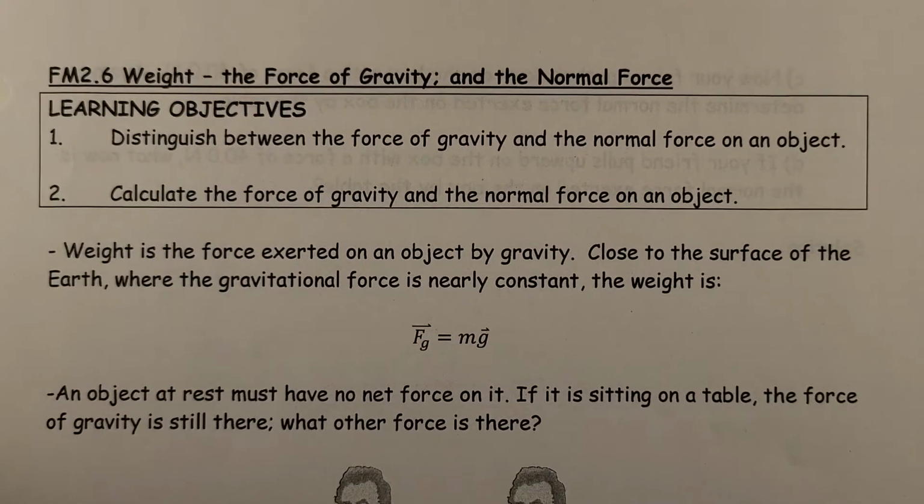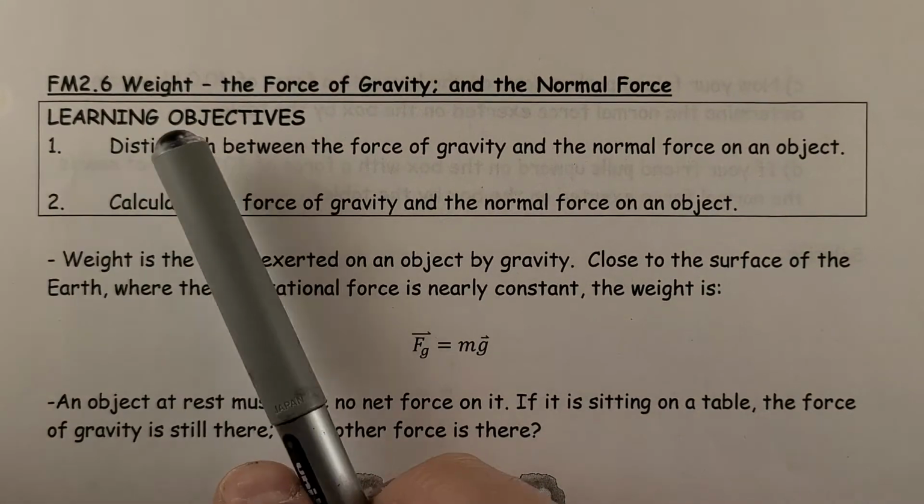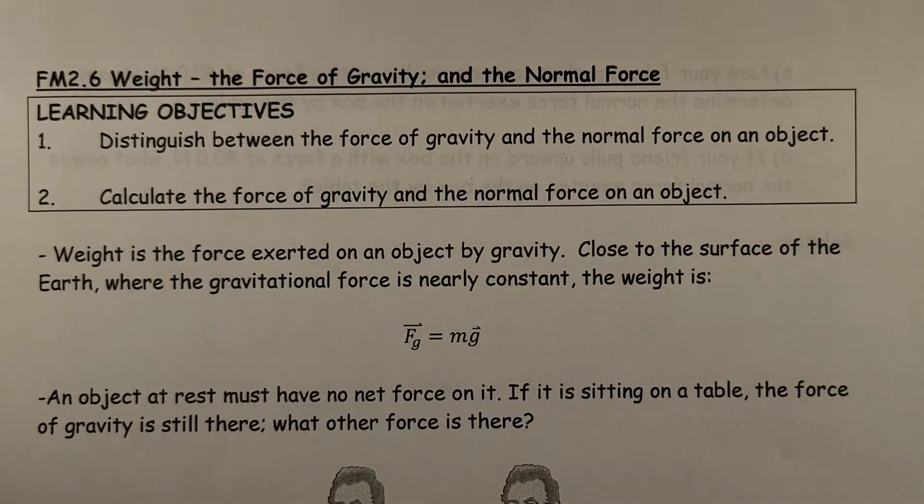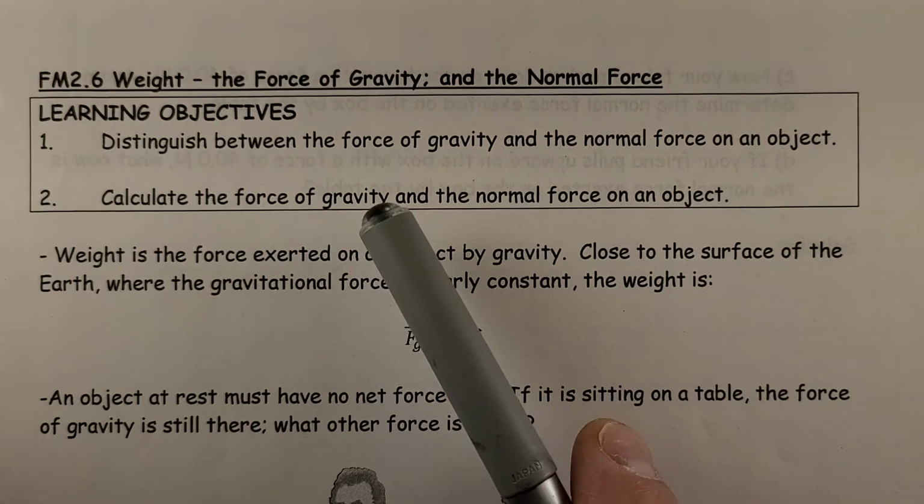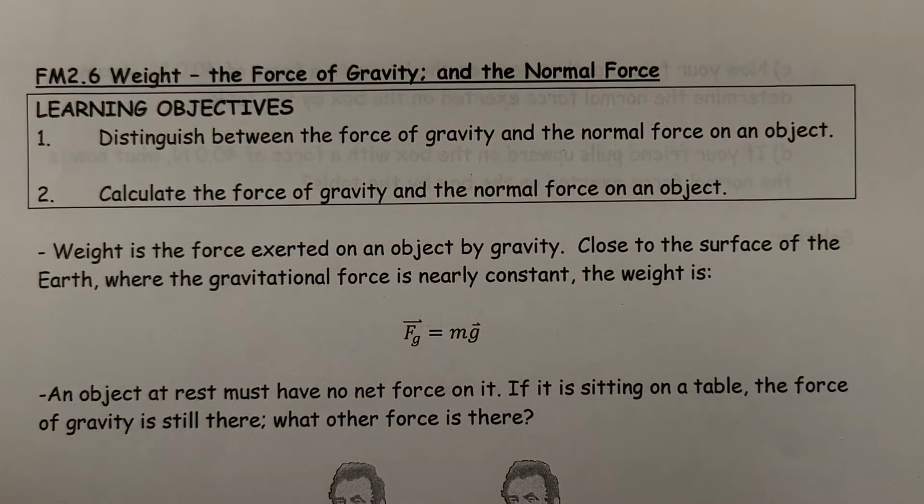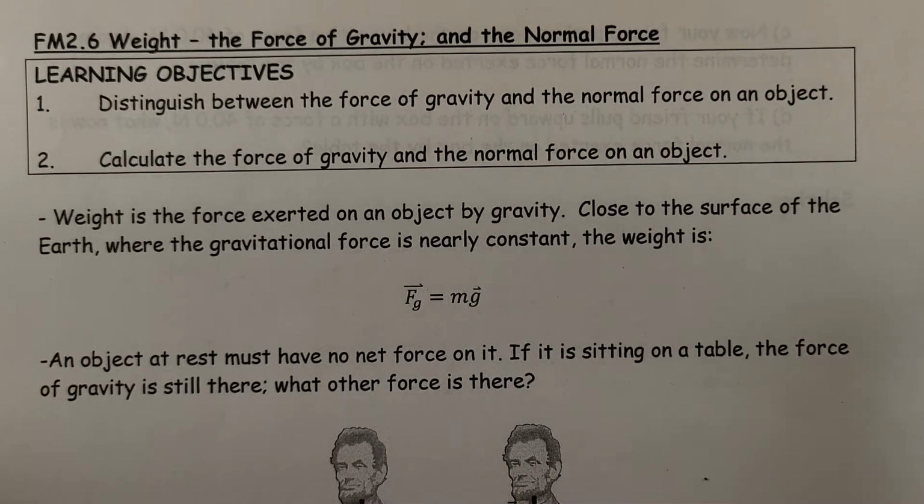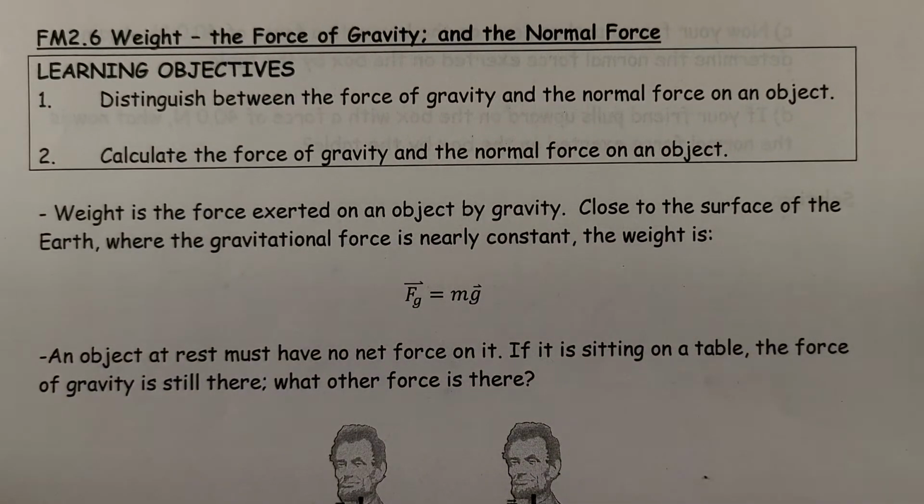Welcome back, Physics 30. So this is the FM2.6 weight, the force of gravity, and the normal force section. So here we'll look at distinguishing between force of gravity and the normal force of an object, and also calculate the force of gravity as well as the normal force on an object.